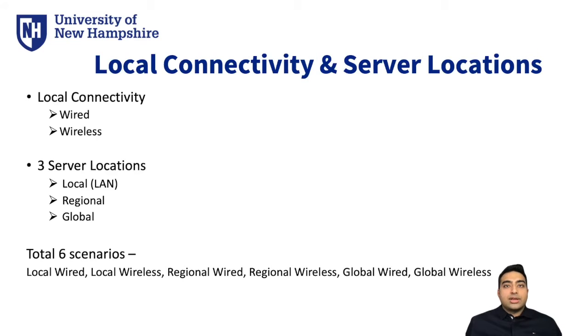Combining two local connectivity options, wired and wireless, and three server locations, LAN, which is the same as local network, regional and global, we get a total of 6 scenarios, which are referred to as local wired, local wireless, regional wired, regional wireless, global wired, and global wireless. The local wired scenario replicates the no impairment scenario.